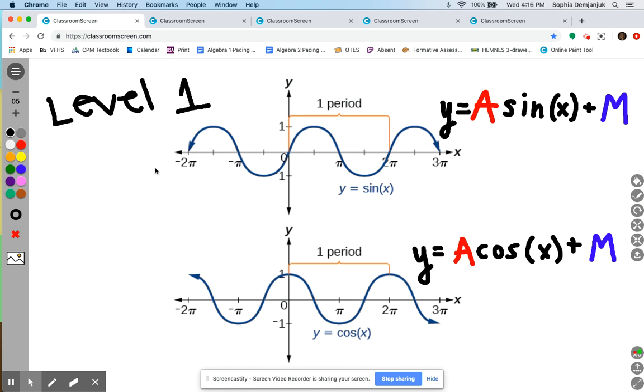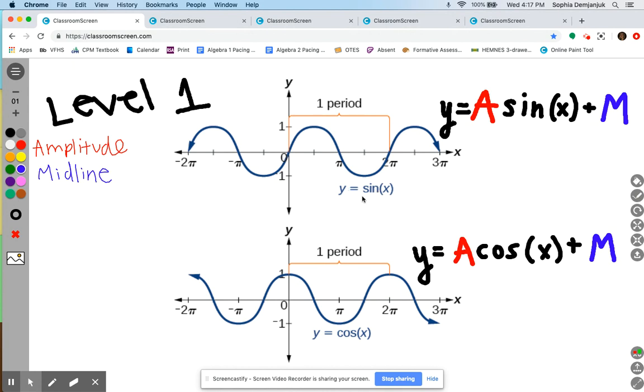Okay, so for this lesson, we're going to be writing the equation of a trig function when we're given the graph. And for level 1, you're only going to have two kinds of transformations. You're going to have the amplitude, the A, and we'll talk about what amplitude means. And then you're going to have the M, the midline. So we need to look for two pieces of information. We need to find the amplitude and the midline of the graph.